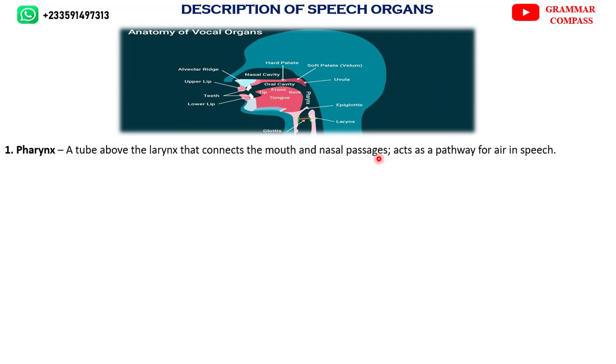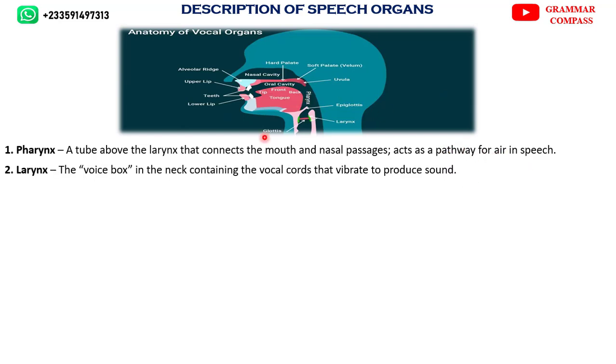First is the pharynx. This is the tube above the larynx that connects your mouth and nasal passages. Here is the pharynx, this tube over here that connects the mouth and the nasal passages. The nasal cavity is this part. So the pharynx connects the mouth and the nasal cavity. It acts as a pathway for air when you are talking.